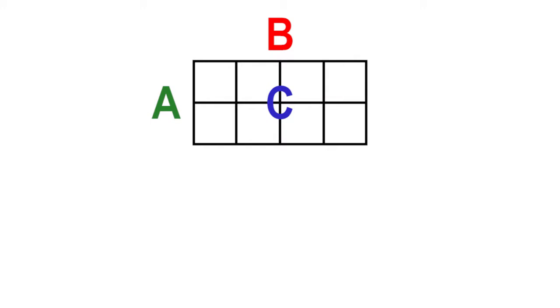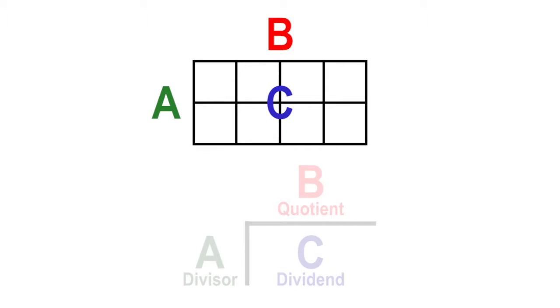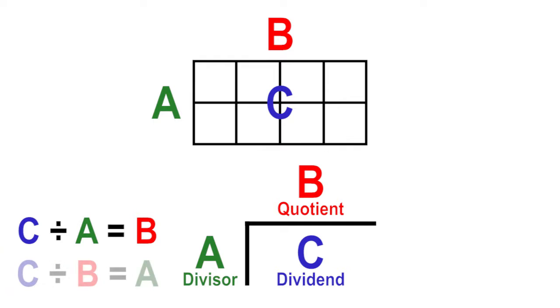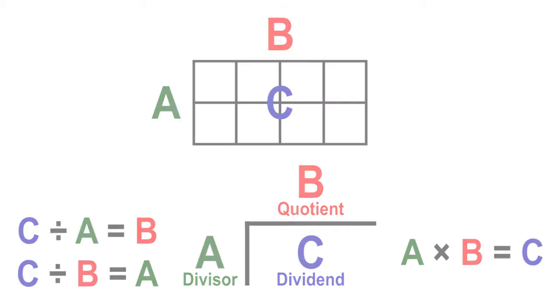Let's now look at area models. This model represents a multiplication and division problem. C is the dividend, A is the divisor, and B is the quotient, showing that C divided into A groups equals B in each group. Or it could also be C divided with B in each group, which equals A groups. And for multiplication, A and B are the factors and C is the product. This is showing A groups of B equals C.